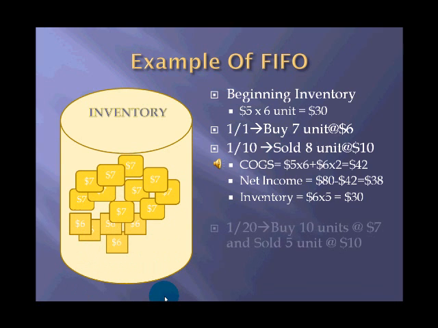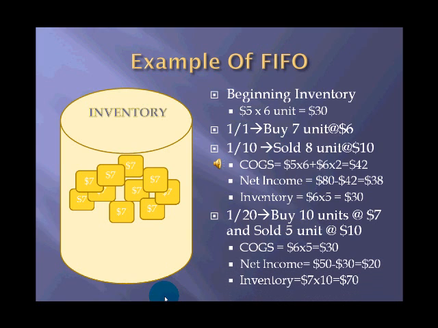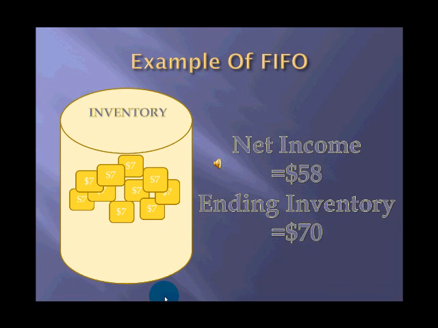On the 20th, ABC Company purchased 10 units at $7 each and sold 5 units at $10. The cost of the goods sold is $30. Net income is $20, and remaining inventory is $70. As a result, ABC Company has a total of $58 net income during this period of time and remains with $70 in inventory.